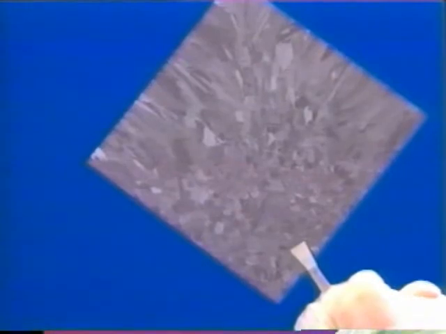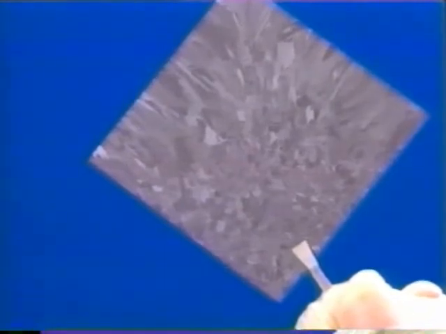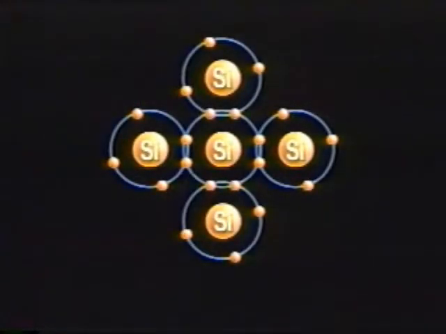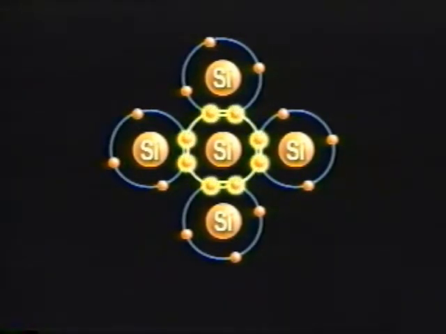Let's see how silicon atoms form covalent bonds. Notice that this central silicon atom, labeled Si, shares its 4 valence electrons with those of 4 neighboring silicon atoms, resulting in a complete valence shell, which is very stable.